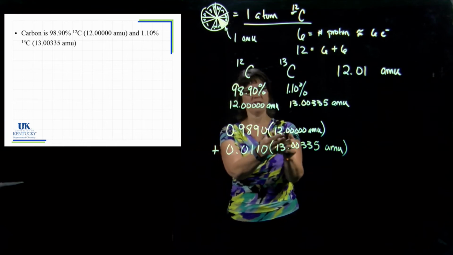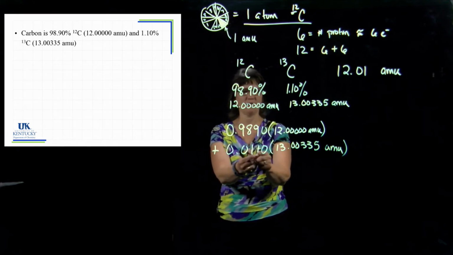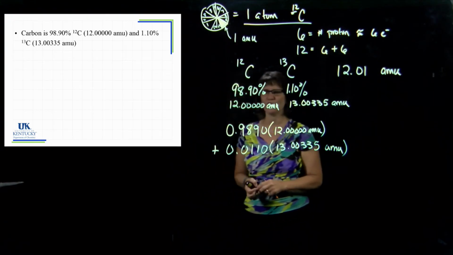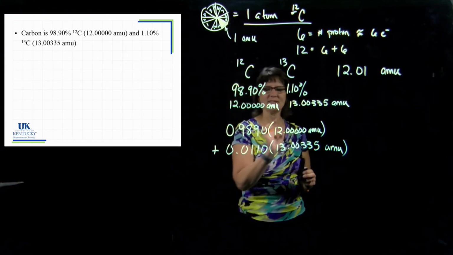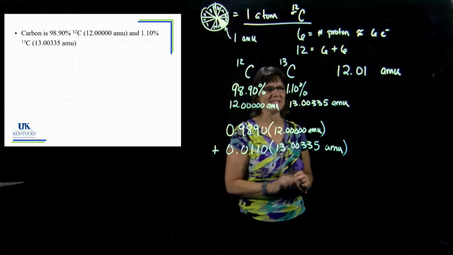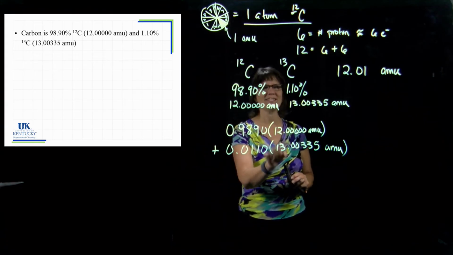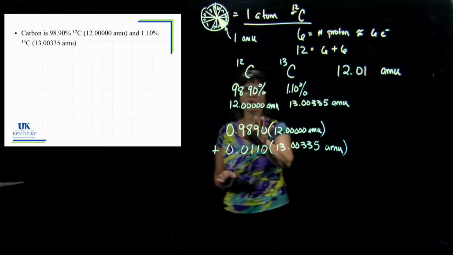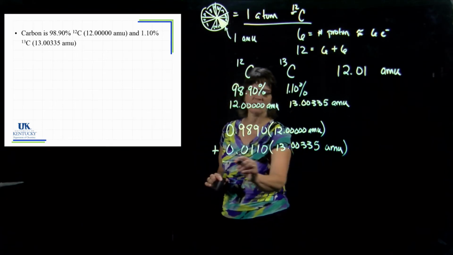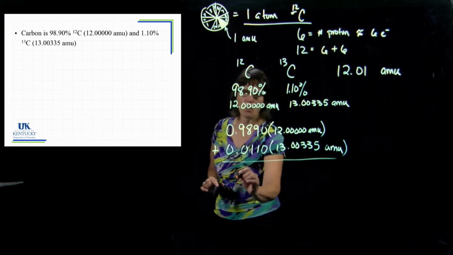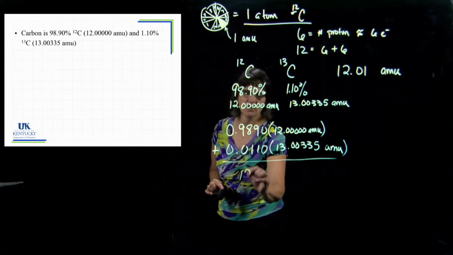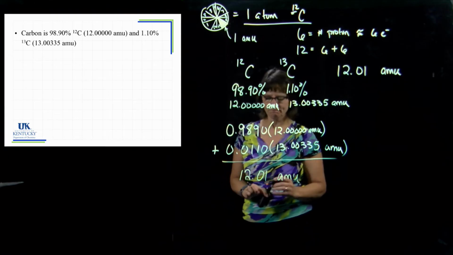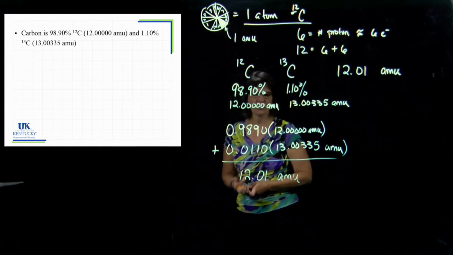So this is a weighted average. We're taking the fraction of this isotope plus the fraction of this isotope. If this were a regular average that you're kind of used to, it'd be 0.5 times this plus 0.5 times this. That would be the same as saying this plus this divided by 2. But it's a weighted average. So now when we do the mathematics of this process, what we end up with, to 4 significant figures, is 12.01 AMU. So that is the weighted average.